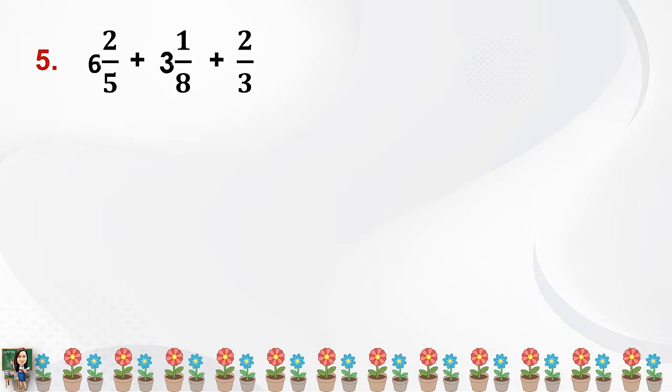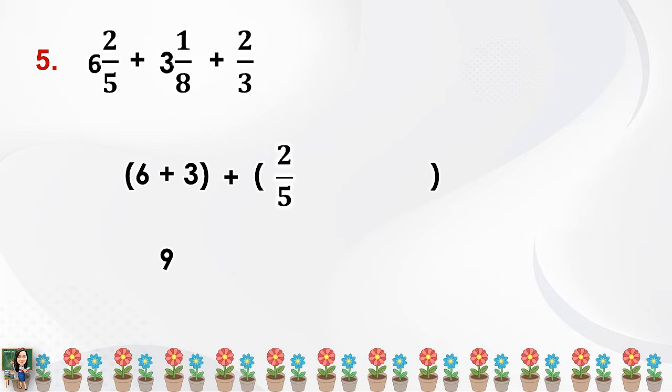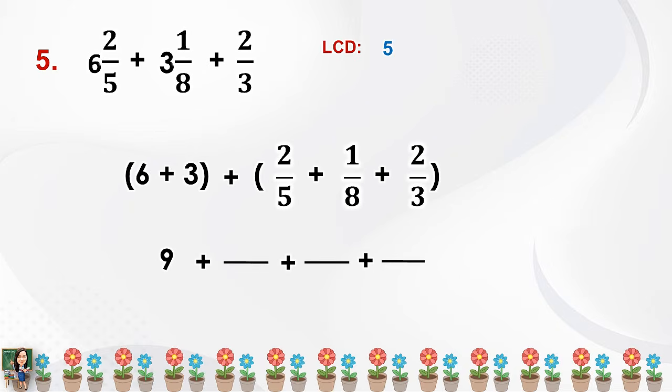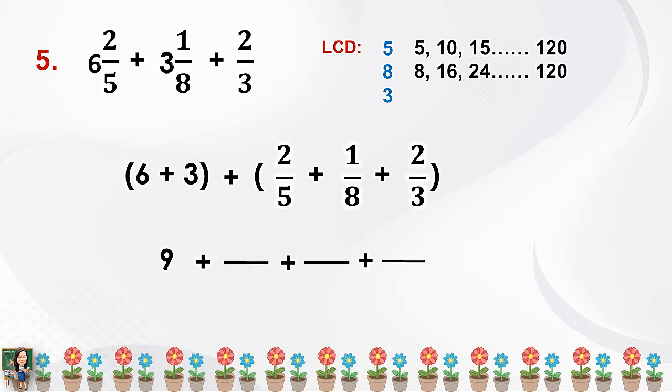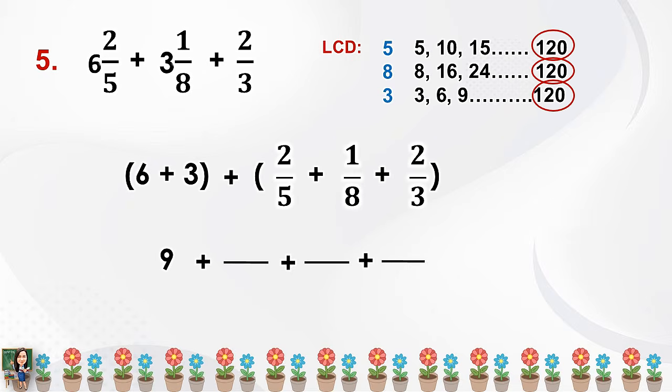And for number 5, 6 and 2 fifths plus 3 and 1 eighth plus 2 thirds. Add the whole numbers, 6 plus 3 equals 9. Then the fractional parts, 2 fifths plus 1 eighth plus 2 thirds. The fractional parts are dissimilar fractions. So get the LCD of 5, 8, and 3. The LCD of 5, 8, and 3 is 120. Now, copy the common denominator, 120.